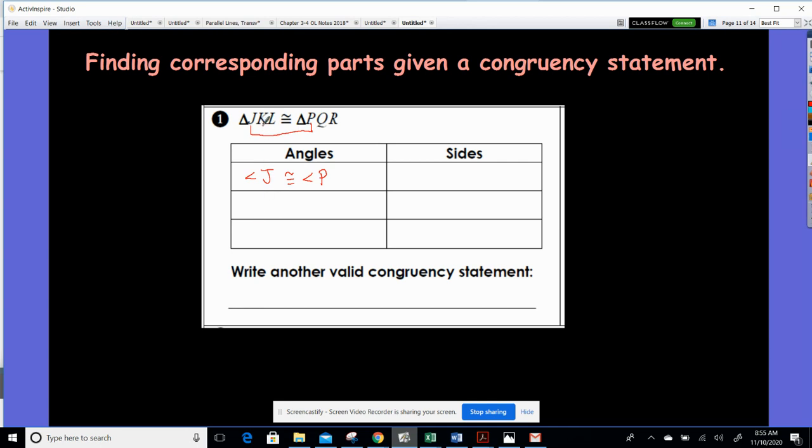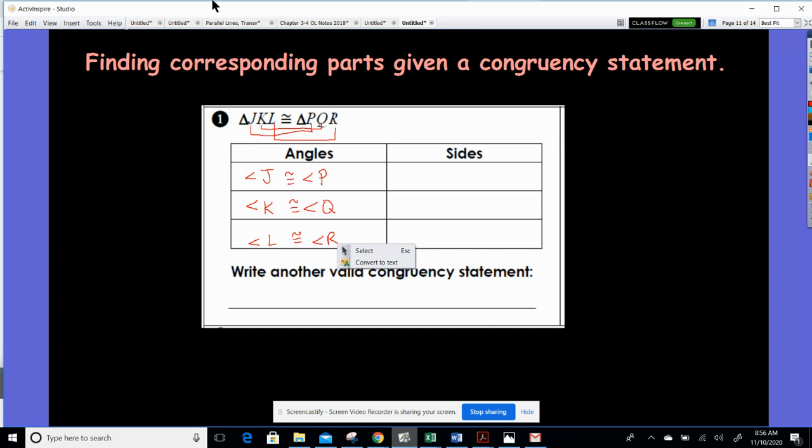And then go to the middle letter. Since the middle letter of the first triangle is K and the middle letter of the second triangle is Q, I can say that angle K is congruent to angle Q. And then, of course, the last letters, L, would be congruent to angle R.